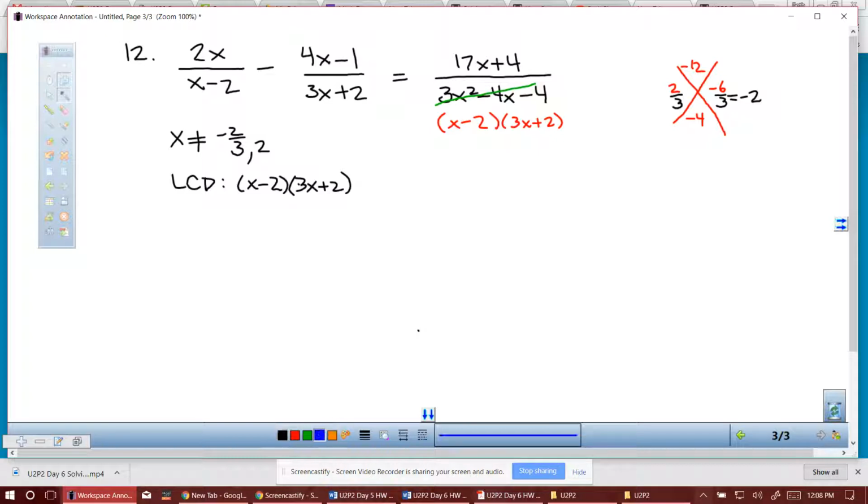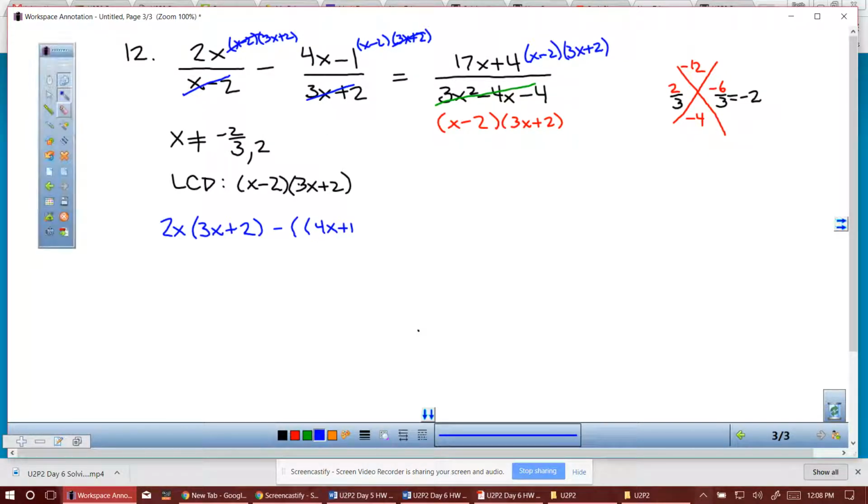Now I'm ready to multiply every term by the LCD: x minus 2, 3x plus 2, on each term. I multiply every term and then I start canceling. At the first term, I cancel the x minus 2s, and that leaves me with 2x times 3x plus 2. Then I have to be really careful about that negative sign. I cancel out the 3x plus 2s, and I'm going to use parentheses because of the negative. I have 4x plus 1, I'm sorry, that's 4x minus 1.